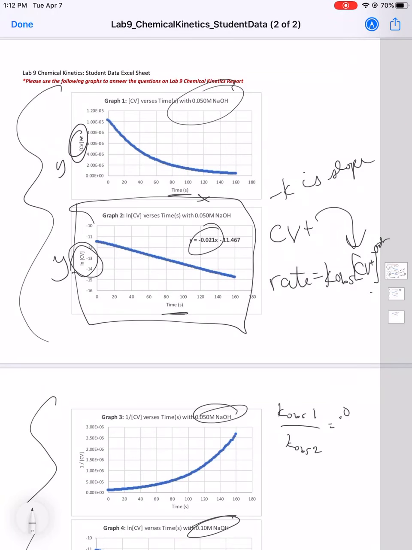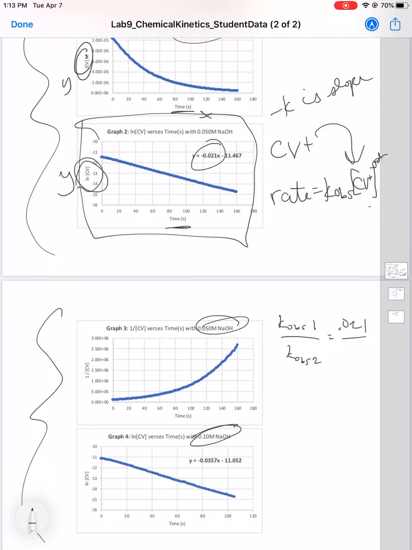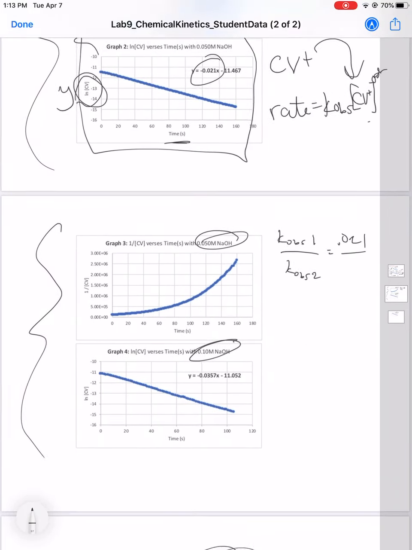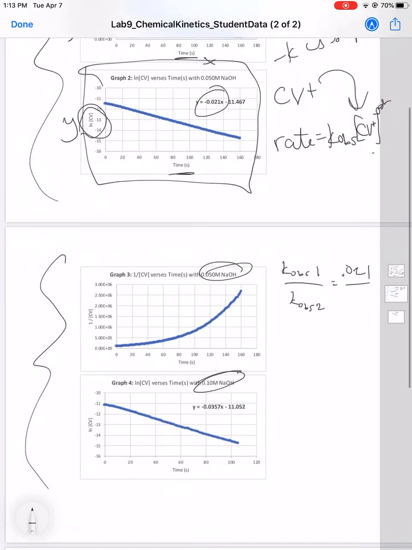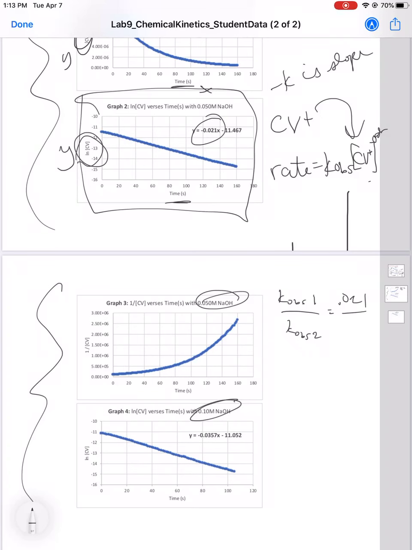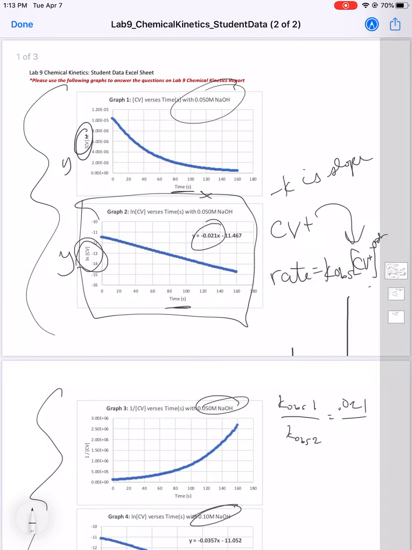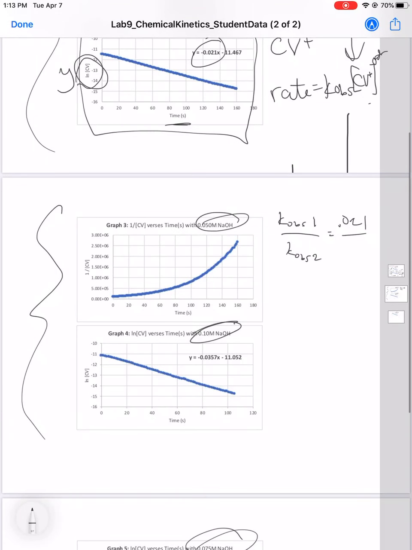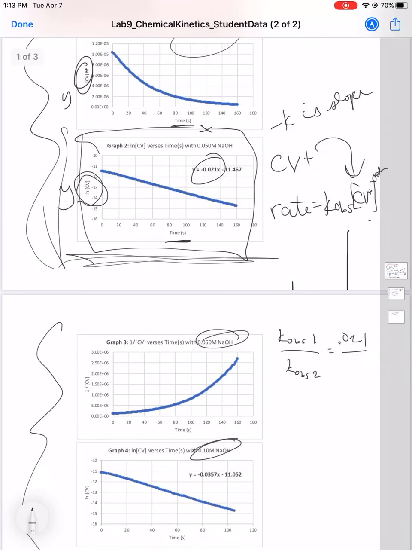So 0.021 divided by 0.05. I suspect that this is 1 over CV+. So these are all three. Basically they gave you the one with the straight line for all of these, so these are all the same. This is 1 over the concentration, and again, that's not a straight line either. So it's this one that corresponds to the straight line that gives the order.